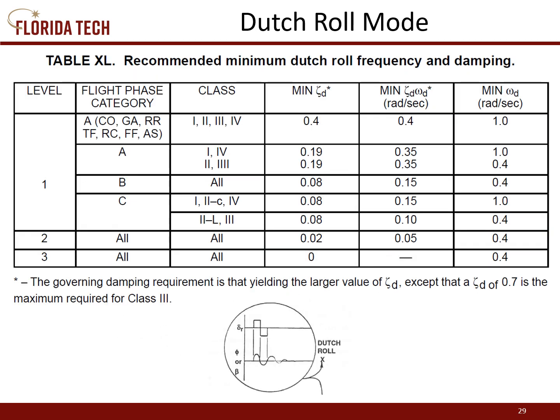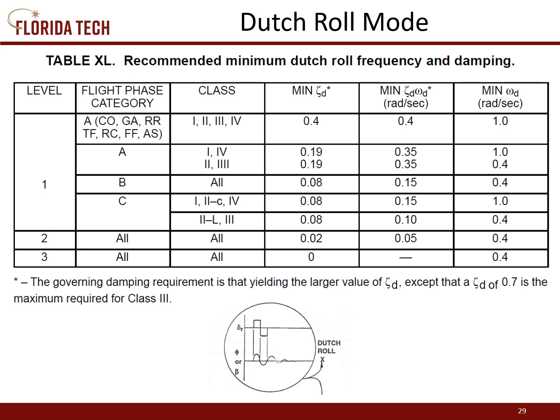Here's the requirements for Dutch roll mode. You can see we have breakdowns in terms of what's level 1, 2, and 3. We also are going to have breakdowns into category A, B, and C flight, and then different classes of aircraft, 1, 2, 3, and 4, whether it's land or carrier based, etc. And so you can see here, again, that there will be a minimum damping ratio defined and also a minimum frequency, as well as the multiplication of damping ratio times frequency. So these are the targets that you would want for a level 1, 2, or 3 aircraft.